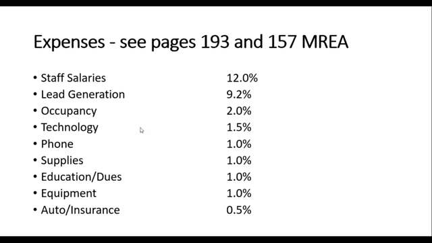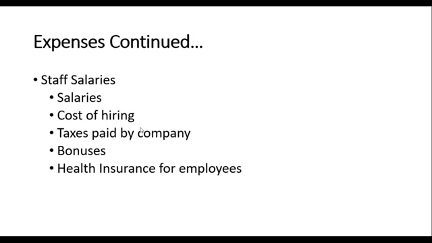And we're going to talk some about expenses, because this is where it gets fun and a little bit dicey sometimes. So first of all, under staff salaries, key word here is staff salaries. This is not the owner's salary. If you go to the very back of the MREA book, where there's the example of the profit and loss, under salaries, it doesn't say owner salary. We're going to put the owner salary somewhere else.